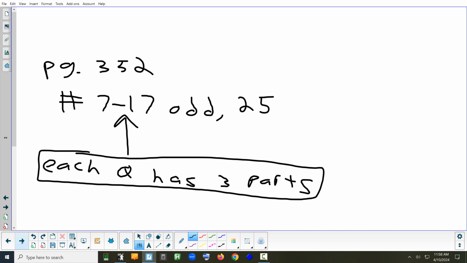All right, so that's the homework for tonight. On 7 through 17, each question has 3 parts. I think the first part says, find the dot product. The second part says, find the angle. And the third part says, are they parallel, perpendicular, or neither? So it's not like 3 different questions. They're all related to finding the angle. 25 is a word problem about an airplane. Oh, but the other ones have 3 parts? Yeah. Okay.